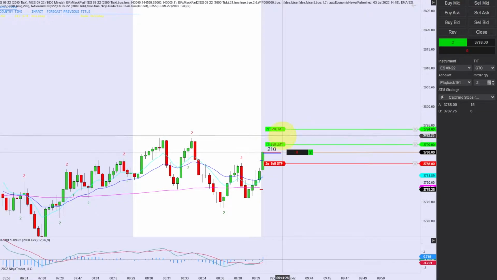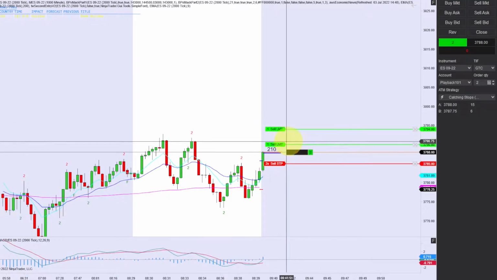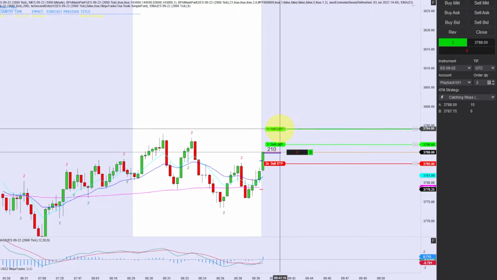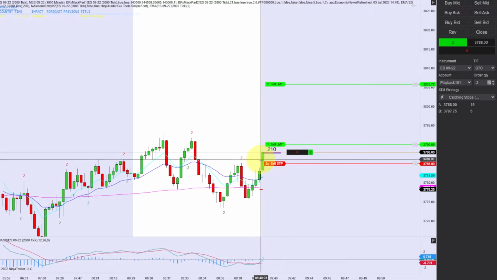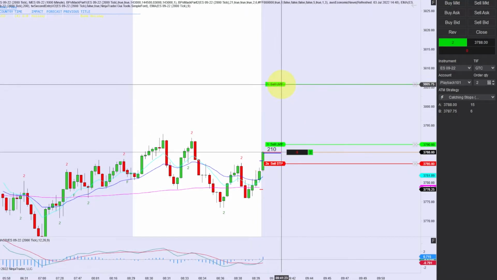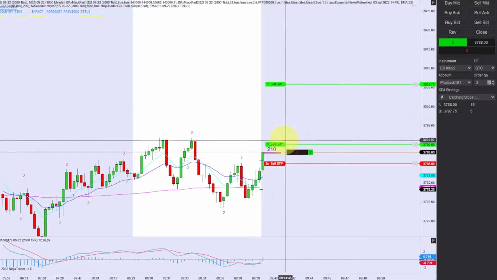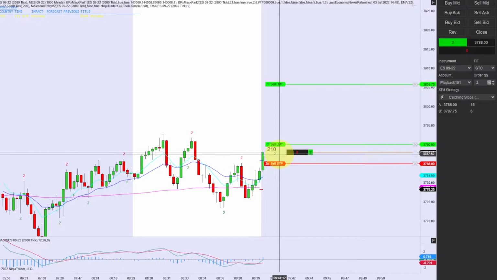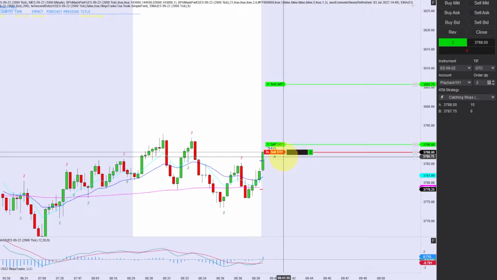Now I have 2 price targets here. One is for a quick scalp to get in and out of the market, and the other one is used as a runner. So in case prices continue to go higher, I can capitalize on making more money as prices rise. And as prices rise, I can move my stop loss up to either break even or continue moving it up so that I can continue to make money.